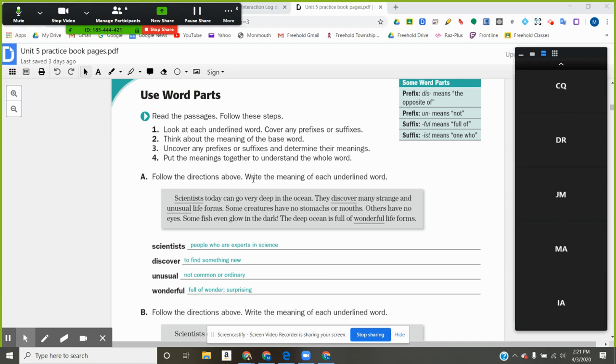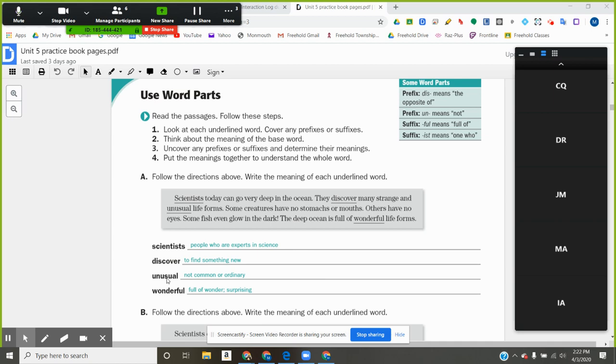Scientists today can go very deep in the ocean. They discover many strange and unusual life forms. Some creatures have no stomachs or mouths. Others have no eyes. Some fish even glow in the dark. The deep ocean is full of wonderful life forms. So we already did scientists. We already did discover. Let's try unusual. Who wants to do unusual?